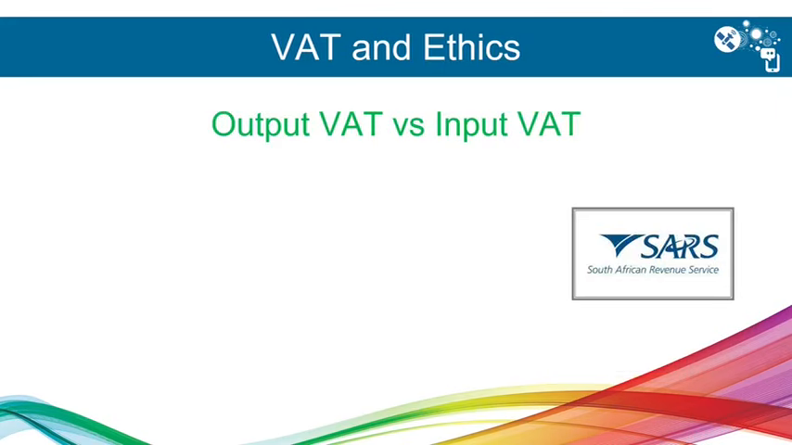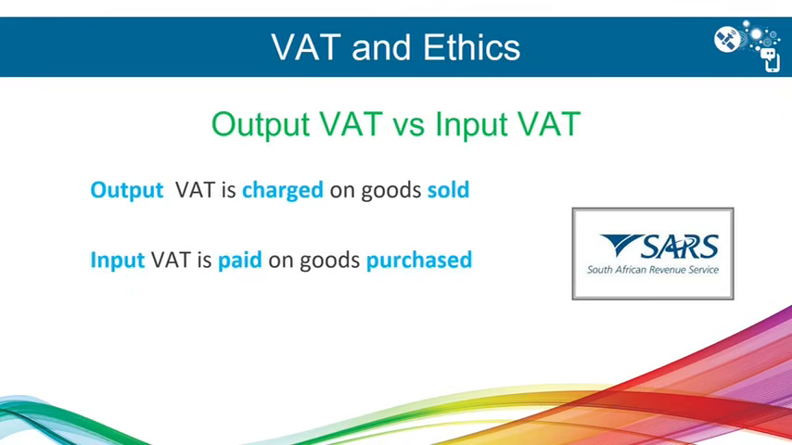Output VAT versus input VAT. Very often in grade 10, we ask you to explain the difference between these two. Output VAT is charged on goods sold. I cannot pay output VAT, the business charges output VAT on goods that they sell. Input VAT is paid on goods purchased. So when we as a business are registered as a VAT vendor, we buy trading stock, we pay input VAT, and that can be claimed back from SARS.